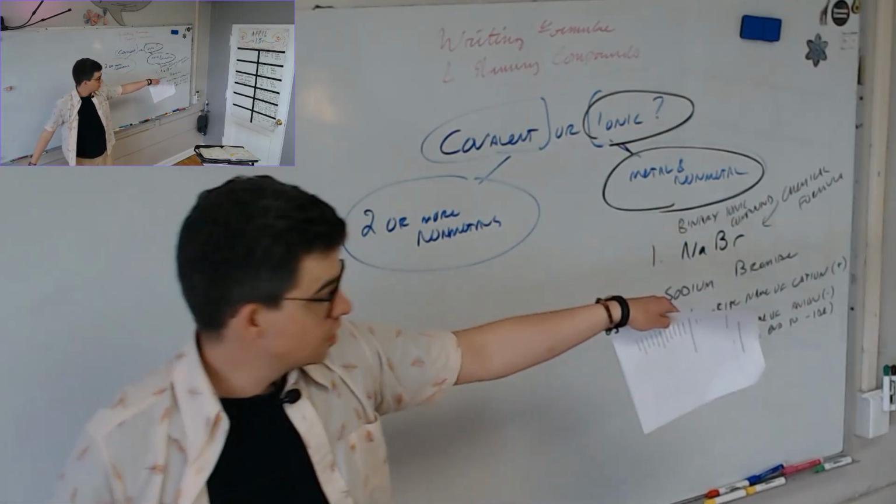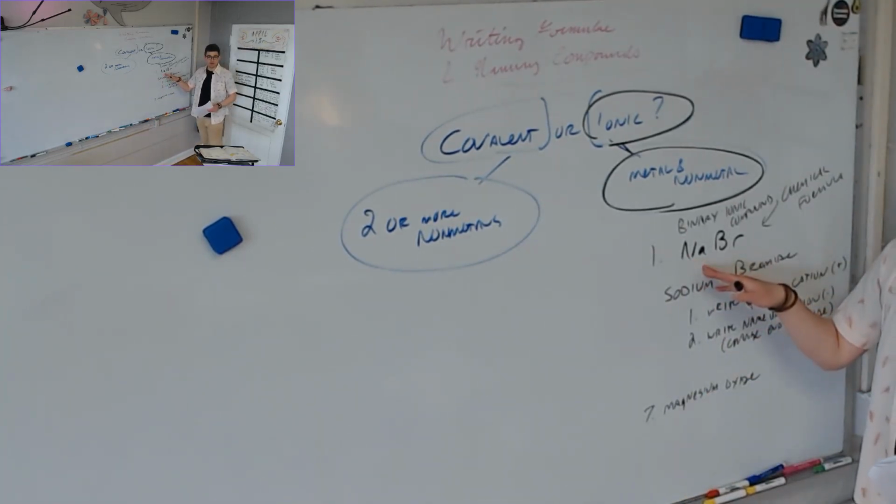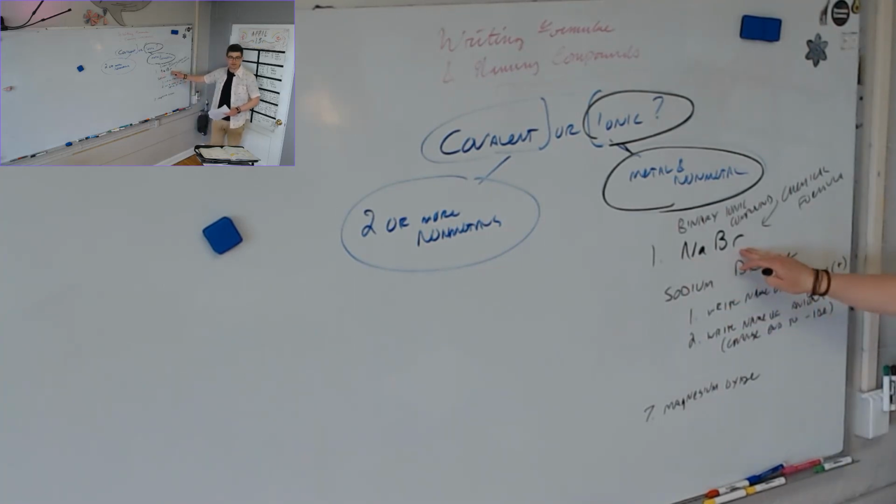Okay, let me ask you a question. If they were all like this, do you think you could do it right now? Yes. It's just, you write the name, and then you write the name of the second thing, changed to ide, okay? Now here's where it gets a little bit more complicated, but you're still going to be fine.